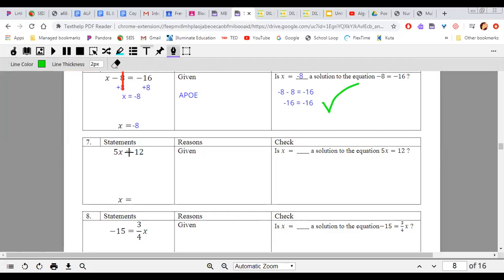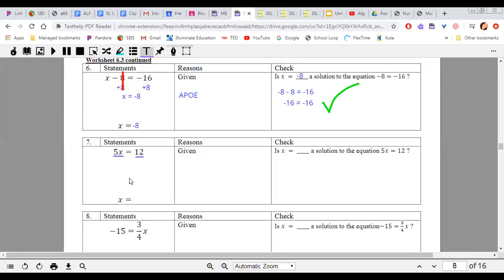5 times x equals 12. What do I need to do? Divide. Yes, because it says multiply. I want to do the opposite. I want to divide. And am I dividing by 5 or 12? 5. Nice.